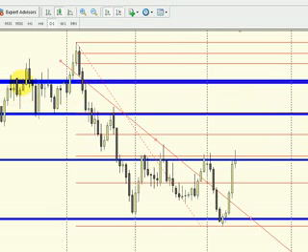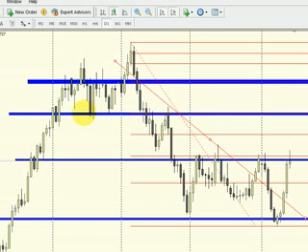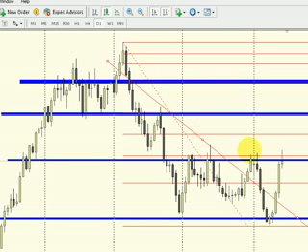Here you have resistance, it becomes support down here, resistance, etc. So support and resistance switch over, and when it's in the same area, it's called a pivot point.